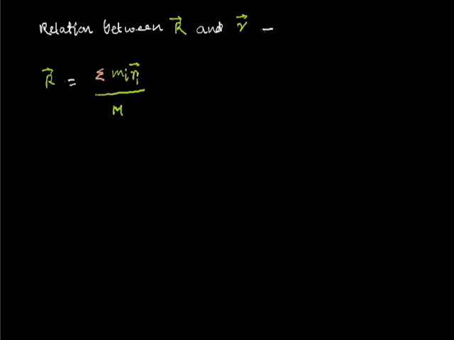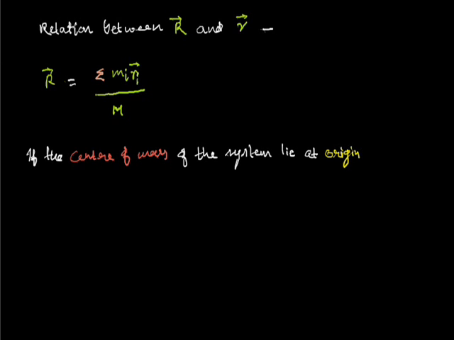So we can say here, if the center of mass of the system lies at the origin, then sigma mi ri will be equal to 0, because the vector sum of all position vectors of the mass particles will represent the position of the center of mass at the origin, and the coordinates of the origin are 0, 0, 0 along all three axes x, y, and z.